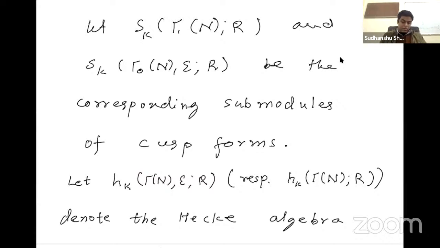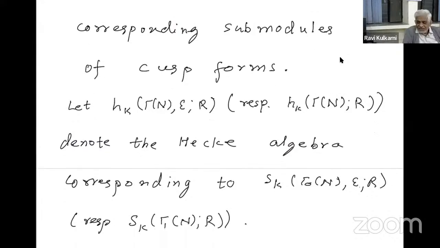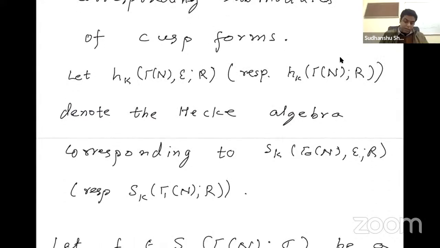Again, I'm not recalling the definitions of those Hecke operators. So we can take the subalgebra generated by T_n's, and that we denote by H_k(Γ_1(N), R). And if I'm looking at spaces with Nebentypus, then I will have epsilon here, otherwise no Nebentypus. So it depends on the space itself.